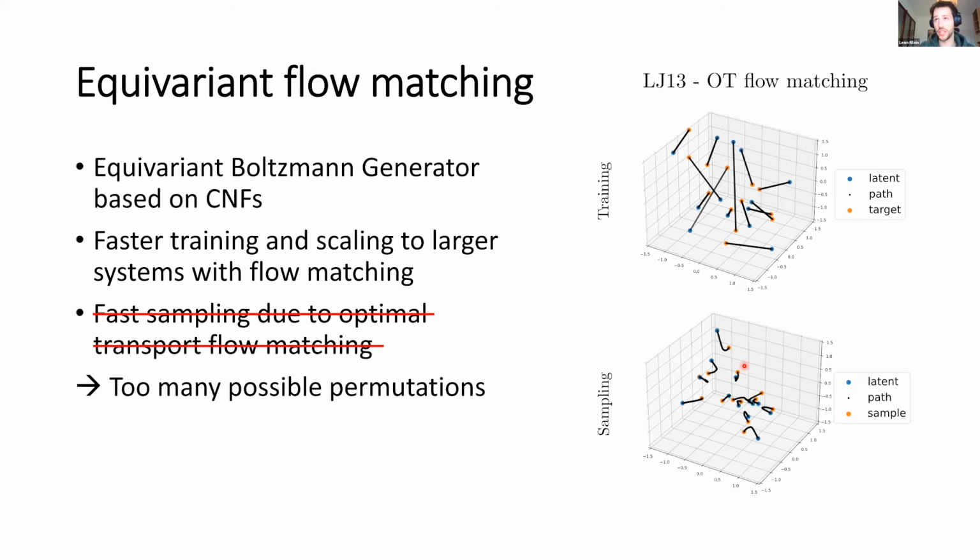So what is the problem here? The problem is that the system has too many possible permutations. So for these 13 particles, there are quite a lot of permutations. In order to account for them with the OT flow matching, we need infeasibly large batch sizes. But for these curved paths, I think it is quite interesting that this is different from the training.